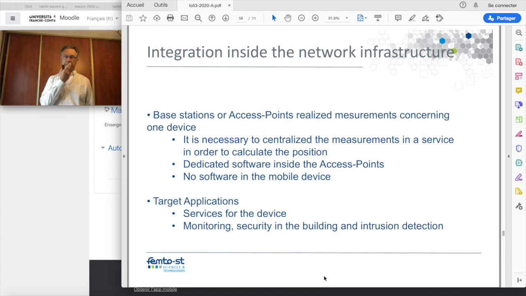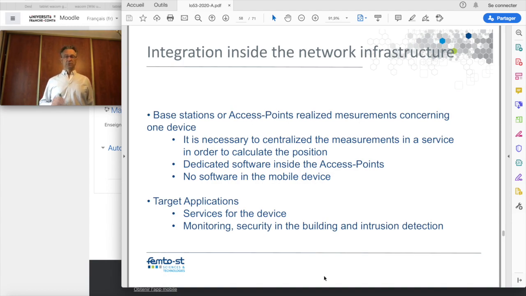In the opposite case, when you integrate the positioning function in the network infrastructure, it will be on the base station or access point. It will be a distributed measurement, so you need to centralize this information in order to compute a position. So you need a dedicated piece of software inside the access point, but you don't need any piece of software in the mobile device. If the mobile device is sending something on one frequency, it can be used to calculate its location.